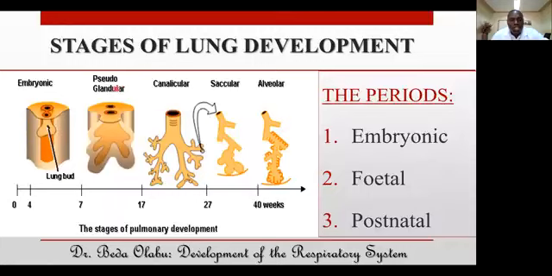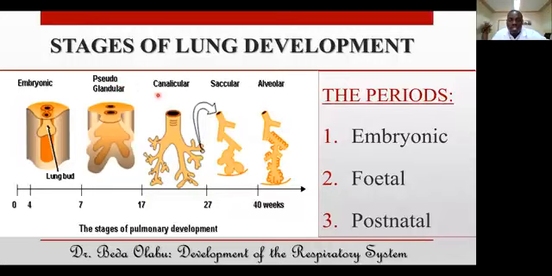During the pseudoglandular stage, we have branching of the airway. And this branching continues all the way to the 16th generation of airway division. It continues all the way to the terminal bronchiole, the 16th generation of branching. So remember, this is the first branching. It continues up to the 16th generation of branching, which we call the terminal bronchiole. That is what happens in the pseudoglandular stage.